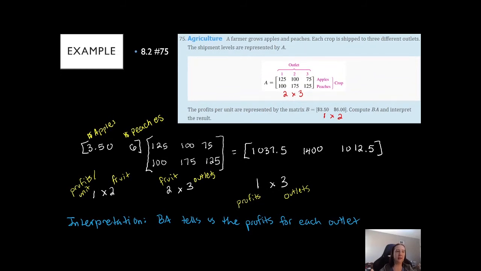So the interpretation is that this matrix is telling us the profits for each outlet. I don't need for the interpretation the exact profit, like outlet 1 makes this much, outlet 2 makes this much. You can read that in the matrix. What I want to know is, what is this matrix representing? And that's what it's representing here.